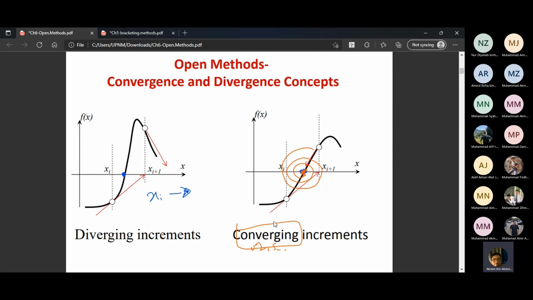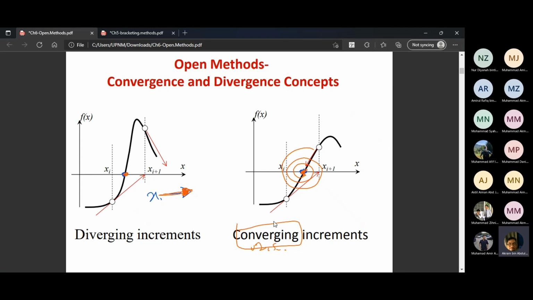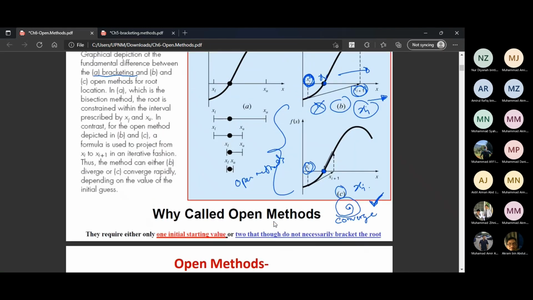While diverging means our x value will stay away or will run from the root. So this is our root. So our x value will keep going far away from the real roots. That's the meaning of diverging and converging.